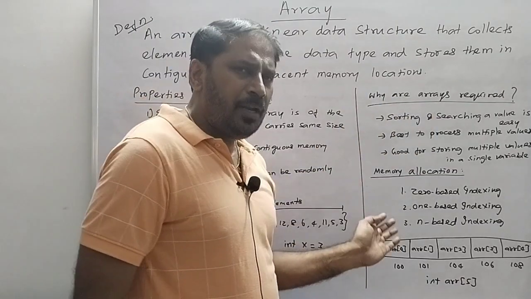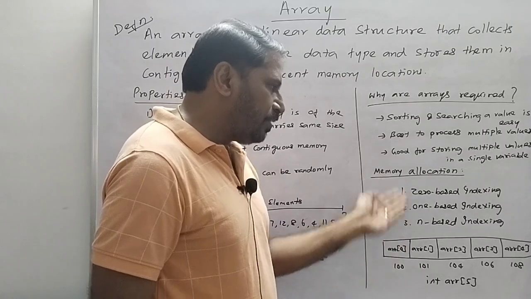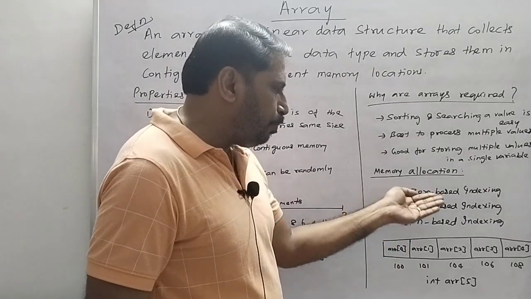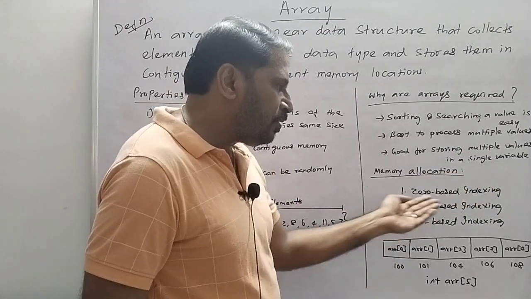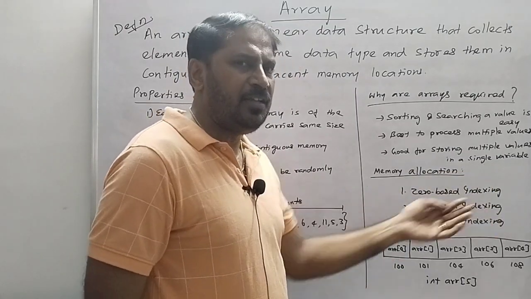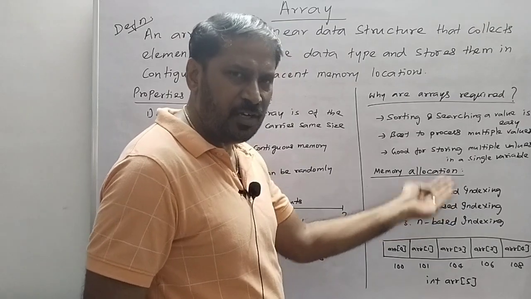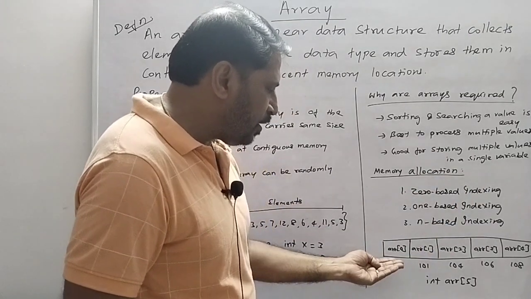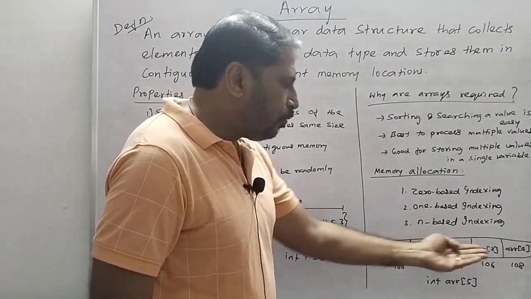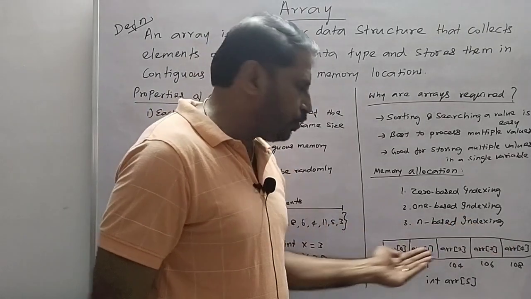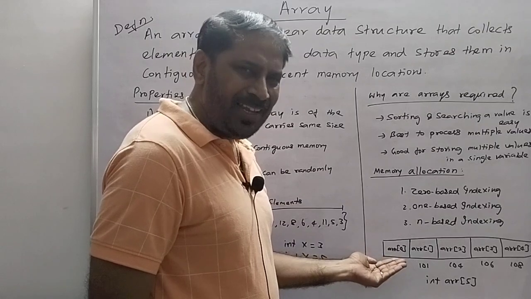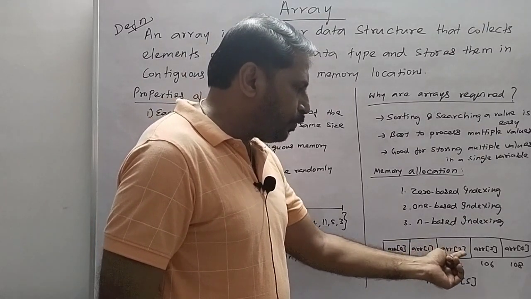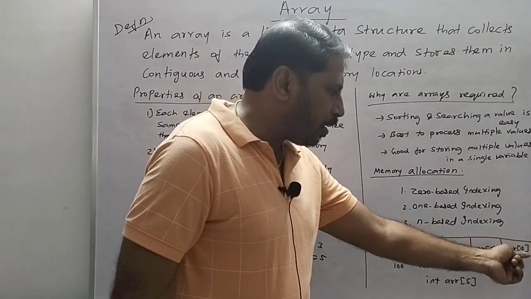So, what do we mean by memory allocation? As far as arrays are concerned, we are saying 0-based indexing, 1-based indexing and n-based indexing. We are using these three terms. What do we mean by 0-based indexing? Here one example is given in which we represent 5 values through one variable called ARR: ARR[0], ARR[1], ARR[2], and in the same way up to ARR[4].